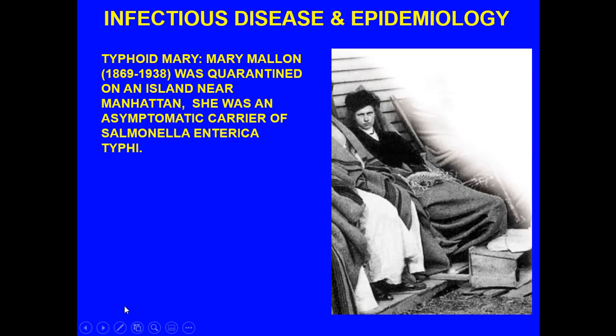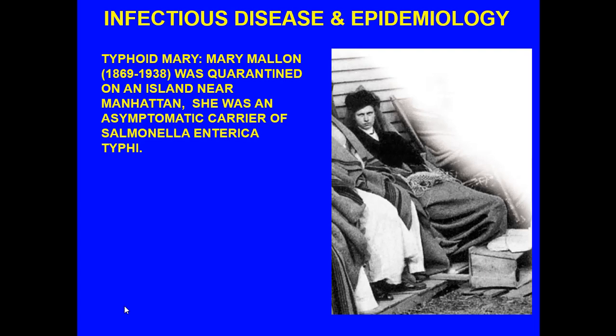Now, here's a classic case of someone who was, in the modern parlance, we would call a super spreader. Who this person was, she was referred to as Typhoid Mary. Her name was Mary Mallon. She lived between 1869 and 1938. I'll give you the story about Mary. Mary was illiterate. She was an Irish immigrant, but she was a very, very good cook. And all she really knew was to cook.